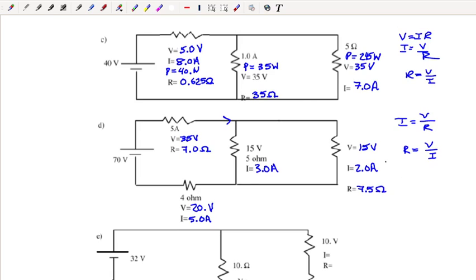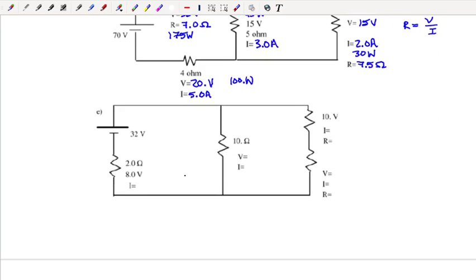Last thing we need to do is find the power in each spot. So power equals current times voltage. So 5 times 35, it's going to give me 175 watts of power. Current times voltage is going to give me 45 watts of power. And current times voltage is going to give me 30 watts over here. Current times voltage is going to give me 100 watts down here, and I'm done.